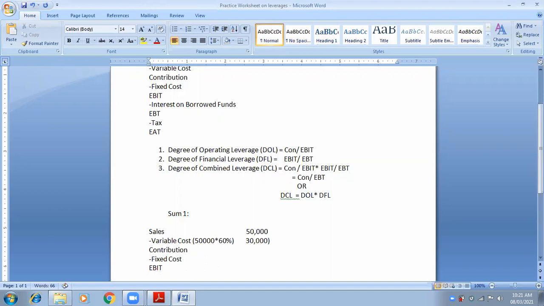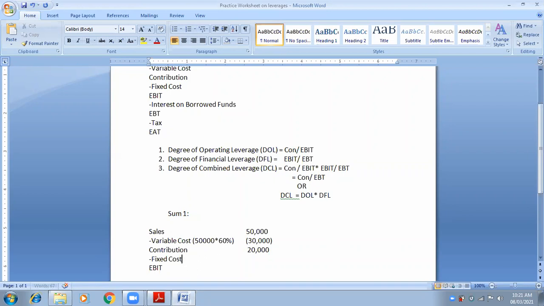But you need to be very fast. Now 30,000 has to be deducted because this is less variable cost. Therefore, we need to put a bracket. What will be contribution? Contribution is sales minus variable cost. 20,000. Very good. So this will be 20,000.